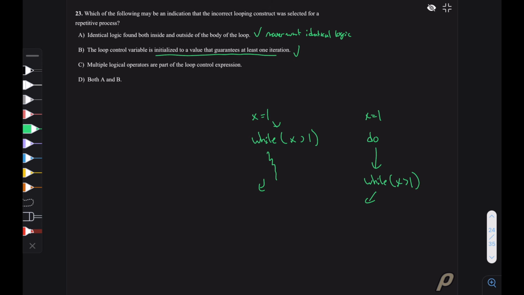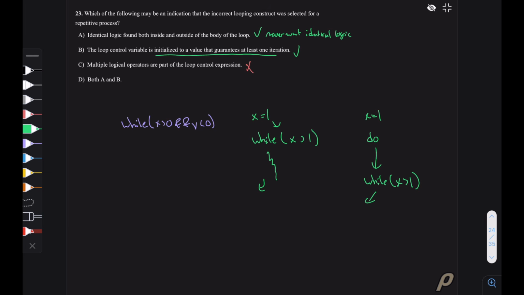So this example might be kind of an indication of that, but I'm not entirely sure, to be honest. C, multiple logical operators are part of the loop control expression. That's fine. That's not an indication. What this is saying is, can we do while x is greater than 0 and y is less than 0? That's perfectly fine. I don't see why that would be an incorrect thing to do at all.